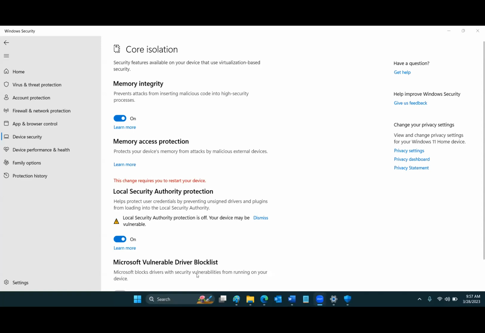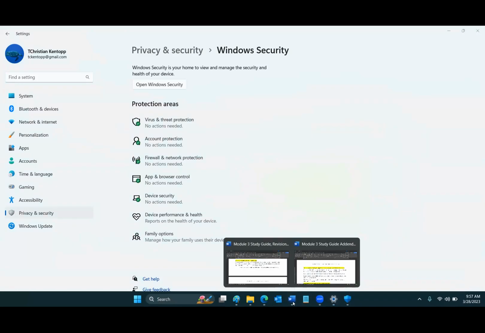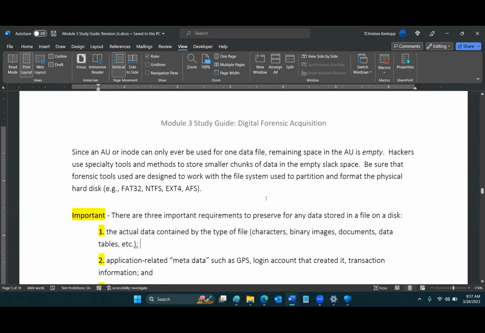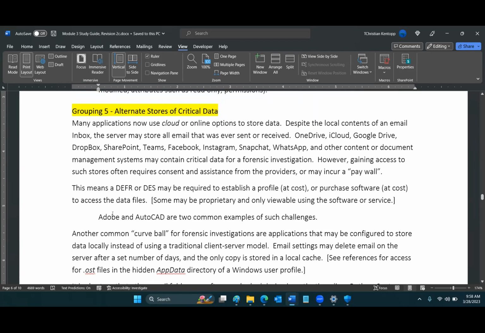All right, so let's get back into this. There we are. So yes, hold disk, partition image capture. Group 5, alternate stores of critical data, right? So what's happened is that a lot of very famous applications are restructuring their software as a subscription. And it's an online subscription, and the stores are where? In the cloud, and you have to pay them for so much storage in the cloud.